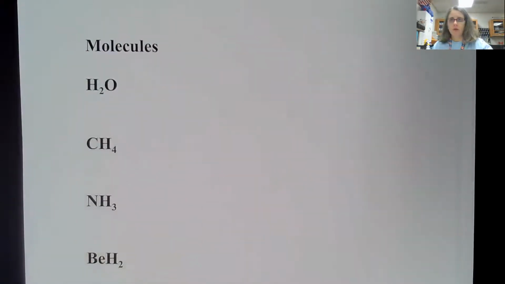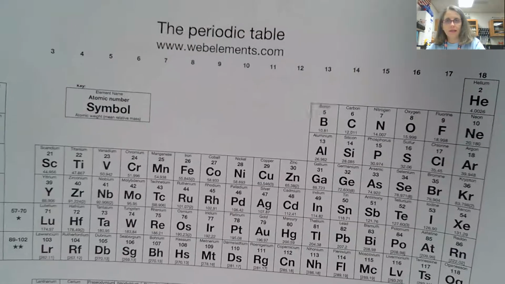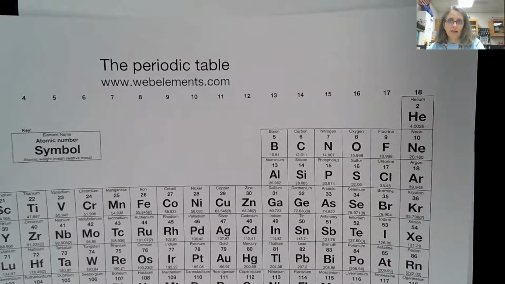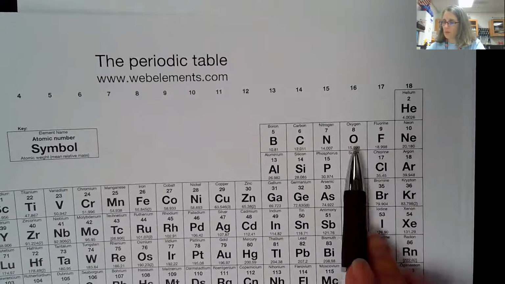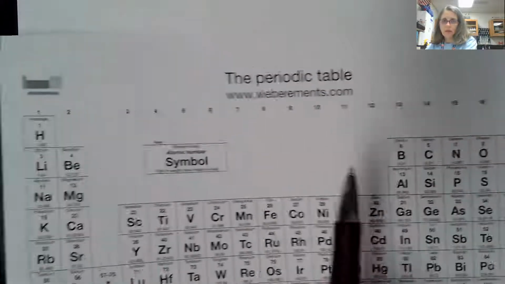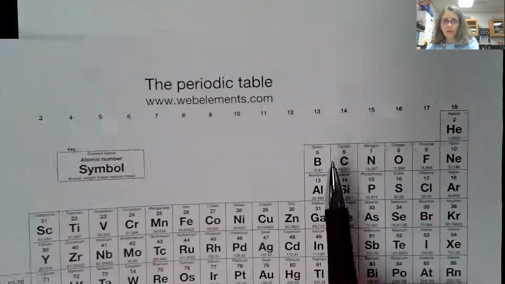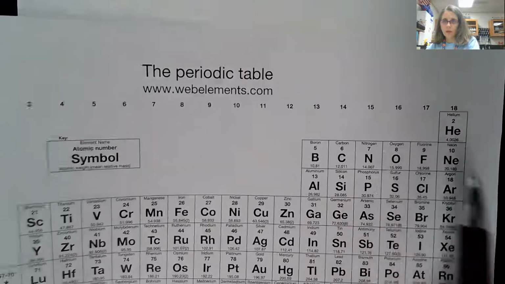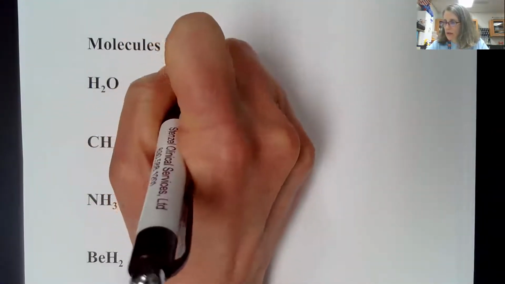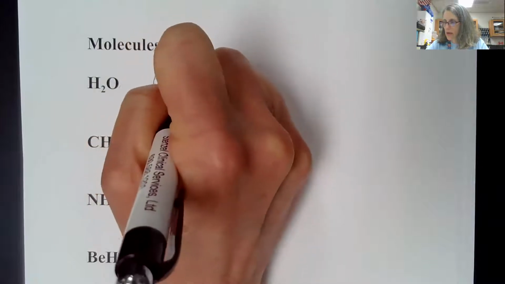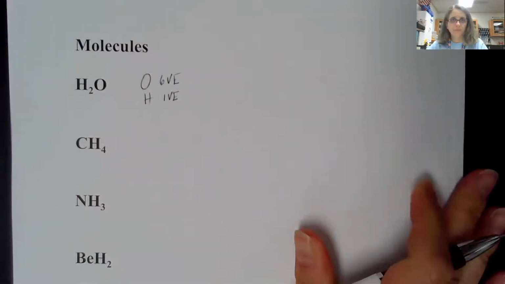So let's start with our water molecule, H2O. For this exercise, you are going to need your periodic table to see how many valence electrons you have. Oxygen is going to have 2 in the s orbital and then 4 in the p orbital, so that's a total of 6 valence electrons. And hydrogen, of course, only has 1 valence electron.